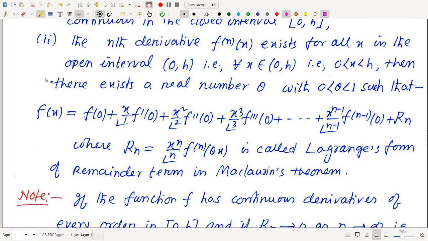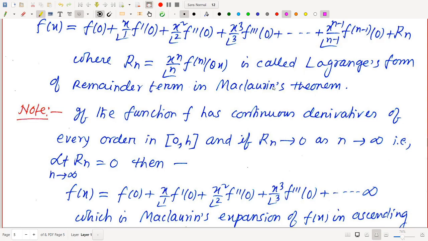Better we mention then, for any x belonging to this closed interval, whatever x may be, there exists a real number theta with this. If x changes, theta will be changing. So this is Maclaurin's theorem, separate statement.